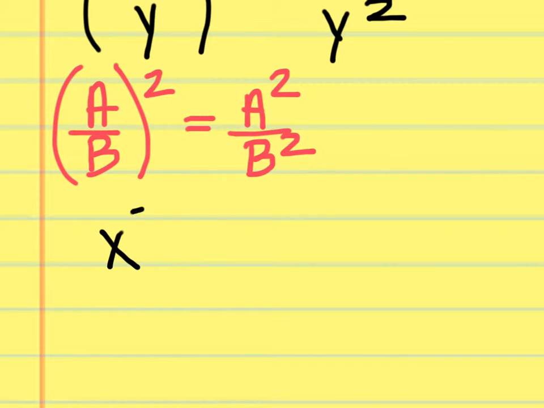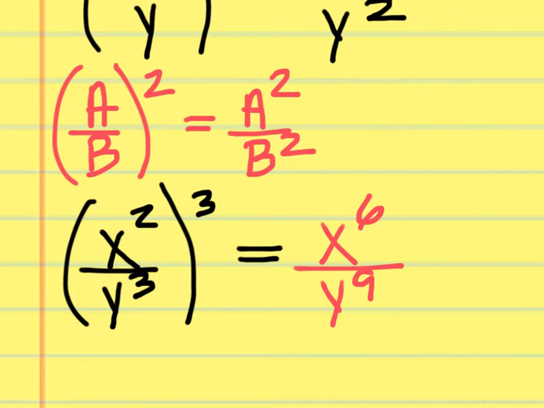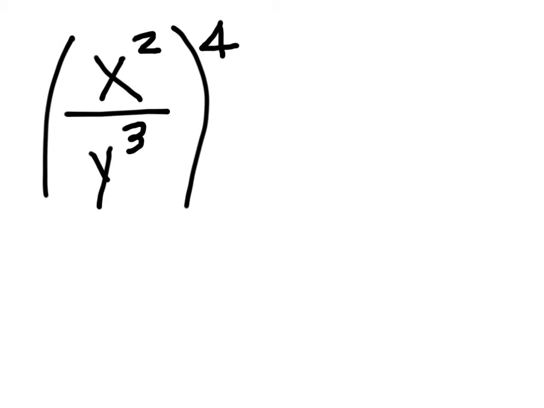Just the same if I had x squared over y to the third, and I'm going to have all of that to the third power. The third power of x squared over y to the third. I would still distribute this 3 to each of those items in there. It's 3 times 2, so that would be x to the 6th. And on the bottom, y to the 9th. You multiply this exponent by this one and by this one. Can someone tell me what the answer to this one would be?